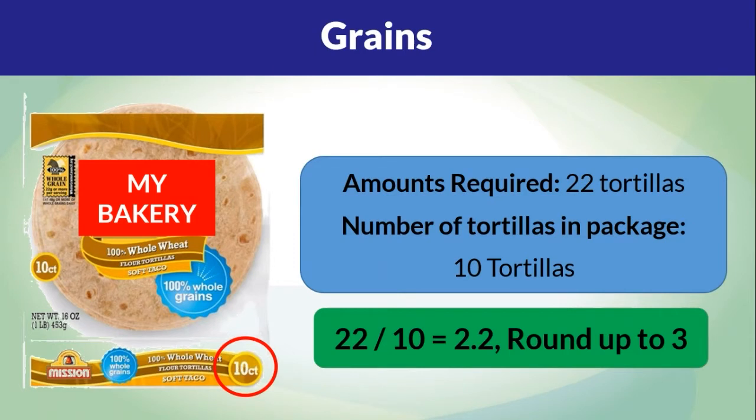To determine how many tortillas to purchase, take the total amount needed from the amounts required column that was determined from the grains calculator, which is 22 tortillas, and divide by the number of tortillas in the package, which is 10. So 22 divided by 10 is 2.2. Round up to 3 packages for purchasing. For the other items, we will use another tool.